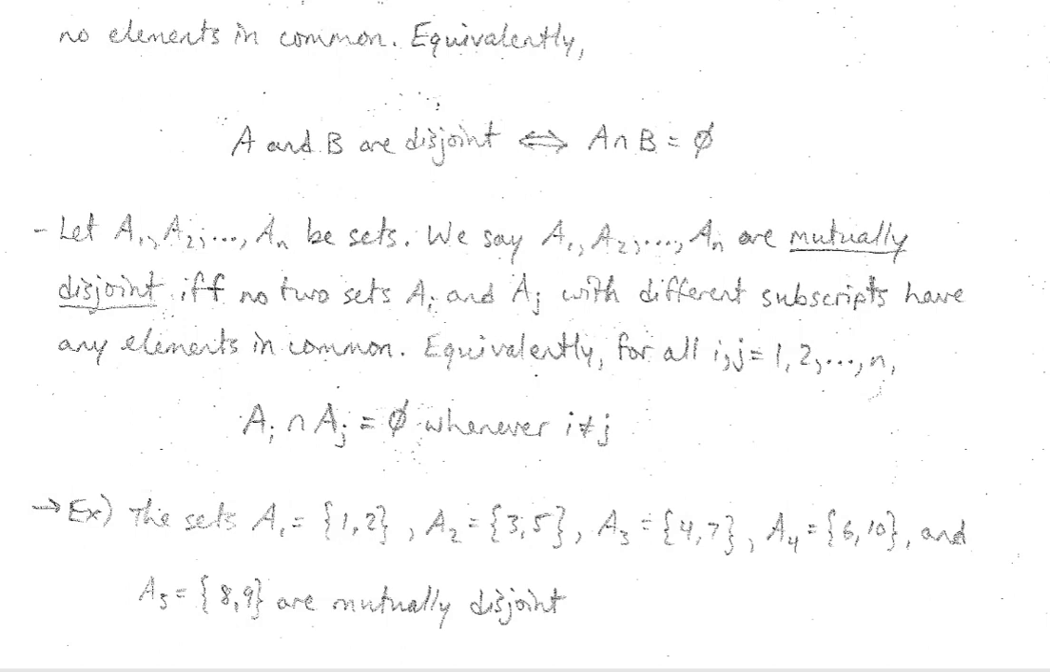Another way to say a group of sets is mutually disjoint is that amongst all the sets, there are no elements in one set that are common to an element in any of the other sets. So we see there are no repeats in these 5 sets here.